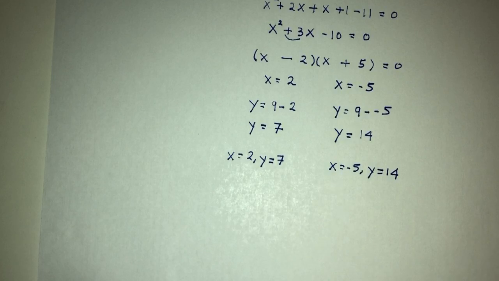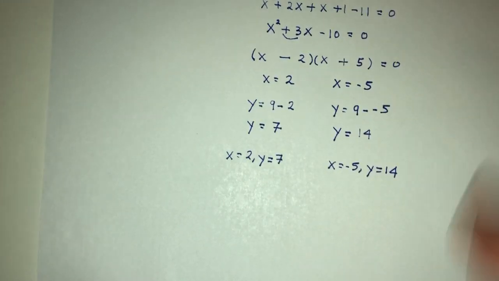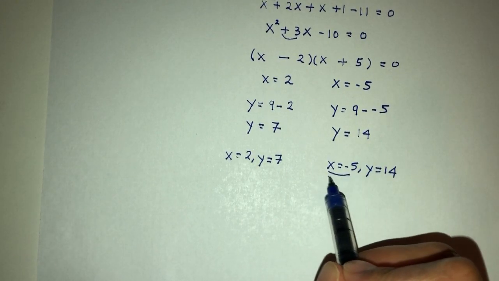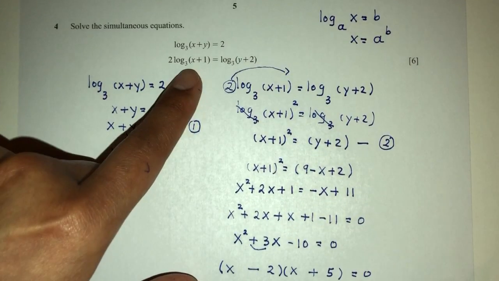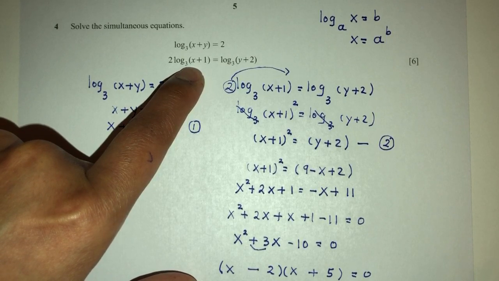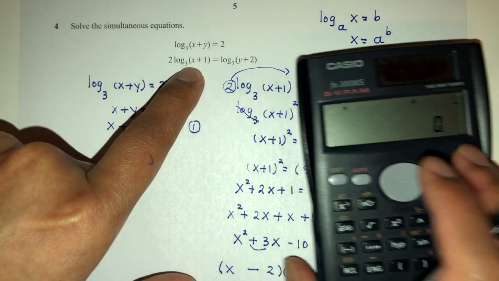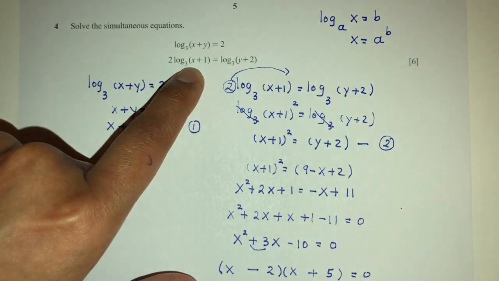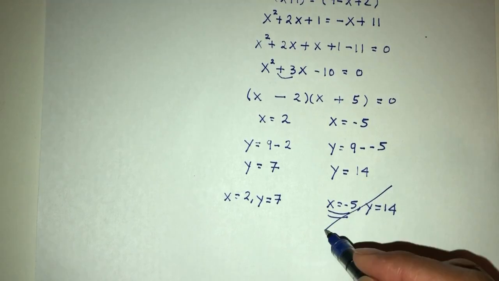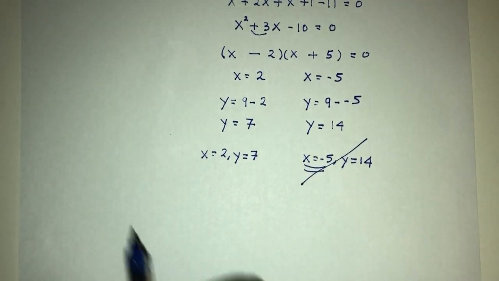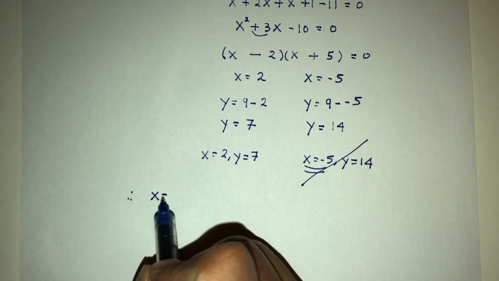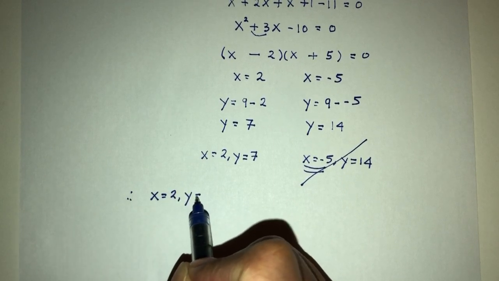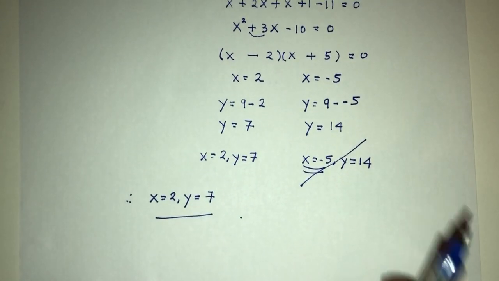But now we have to check if they are both valid or not. So by observation, if you take this value here of x is minus 5, for example, if you plug the value here, minus 5 plus 1 is minus 4. But we know that logarithms cannot take negative values. So because of that, this answer set will be rejected. So we can only take x is 2 and y is 7 as your answer. That will be question number 4.